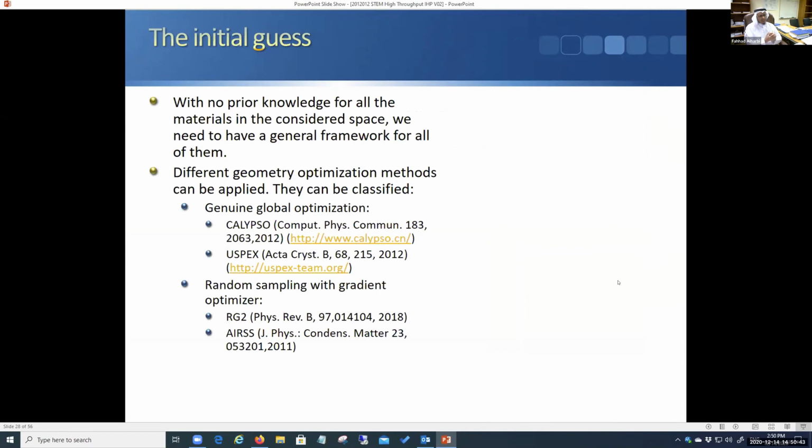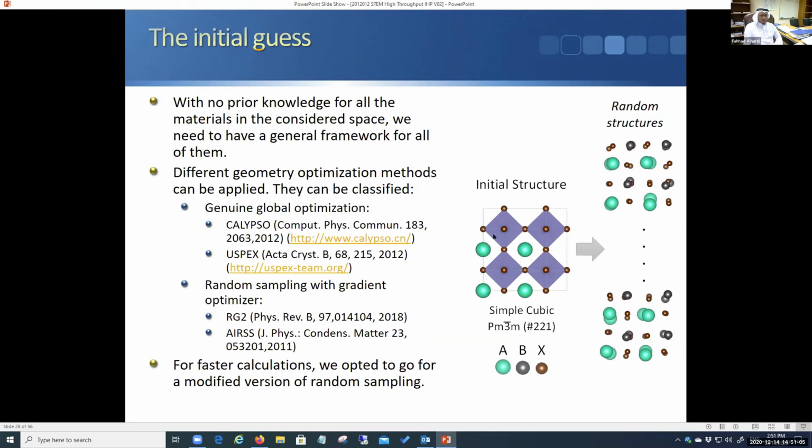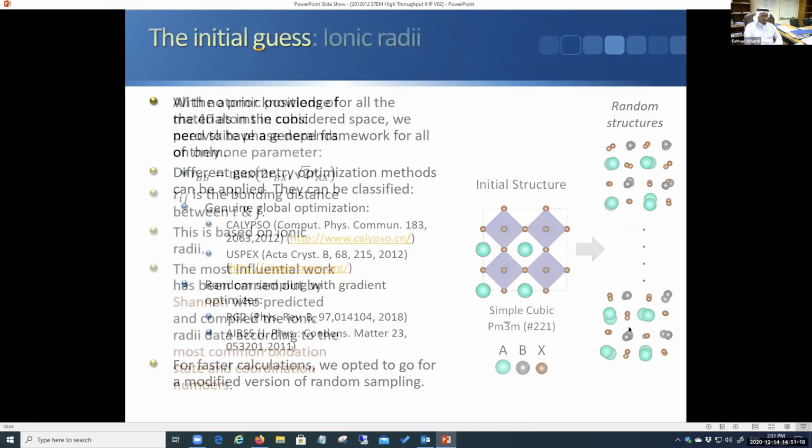For the global optimization, there are different ways. Either we go for genuine global optimization, and there are two software packages for that, CALYPSO and USPEX. But another alternative is to go for random sampling with gradient optimization. And this is actually what we opted to do. So we went with random sampling, but with our modified version. We start with the initial structure, then we randomize all the atomic positions with distortion, and we build about 10 initial guesses, and then we go with the gradient optimization.